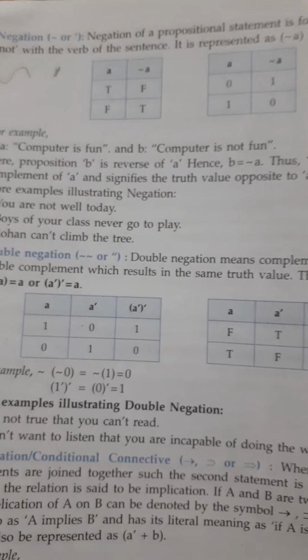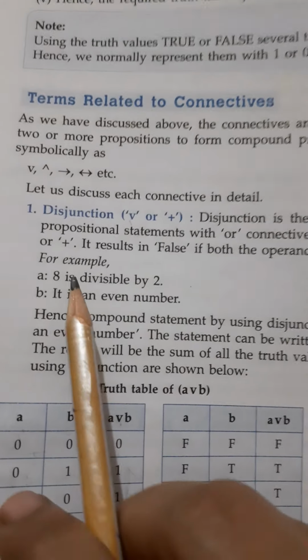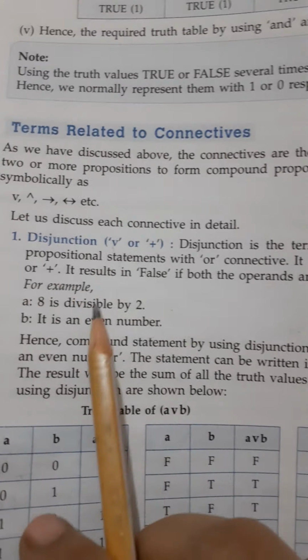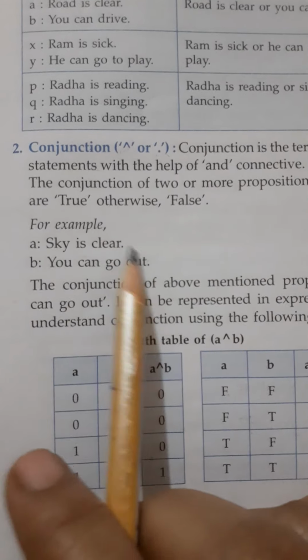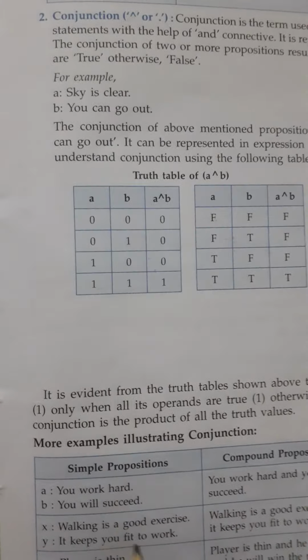Okay, now see how they are used in the sentences. Like this is the conjunction: 8 is divisible by 2, it is an even number. So with the conjunction you will join 8 is divisible by 2 and it is an even number. Conjunctions you will join with and. Sky is clear and you can go out. Okay, you will join it by and.